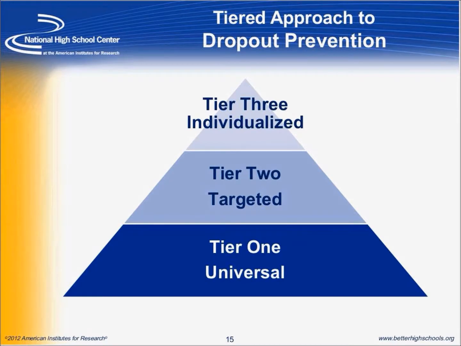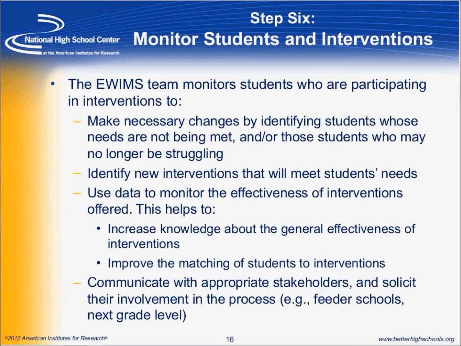On to Step 6, monitor students and interventions. In Step 6, after assigning at-risk students to interventions, teams have to figure out how to monitor the students that are placed in the interventions and or supports. The team can use this information to make necessary changes or corrections by identifying students whose needs are not being met or identify students who are no longer struggling and may not need the intervention any longer.